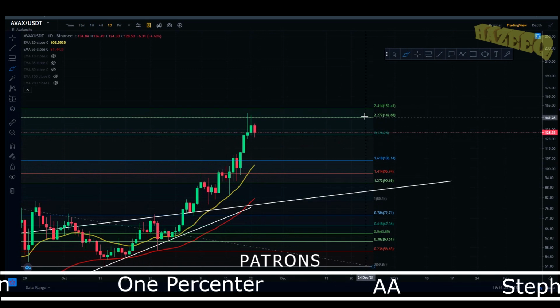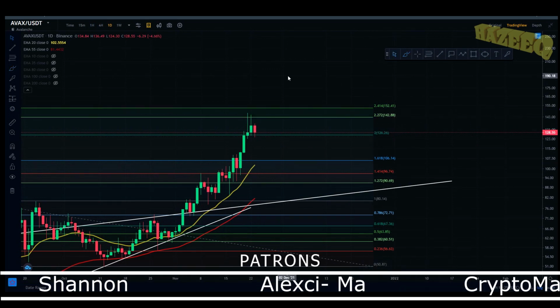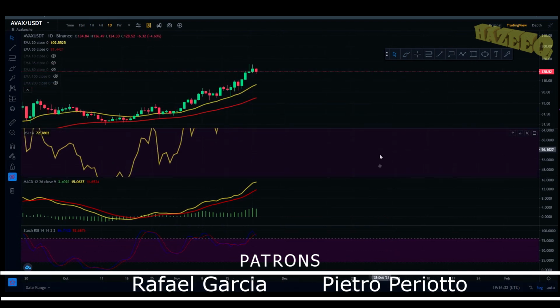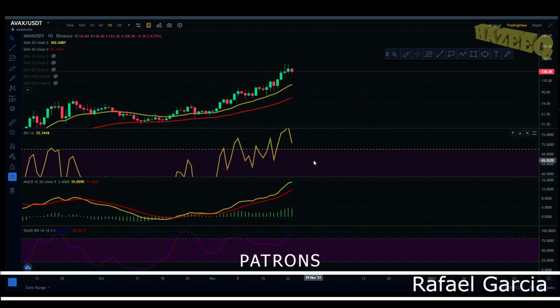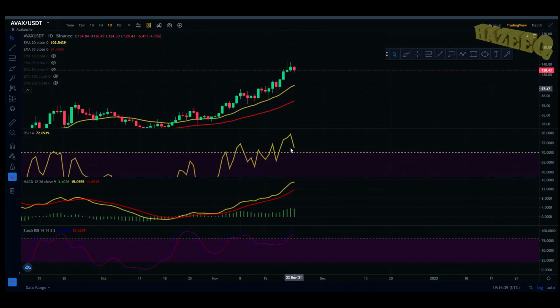AVAX is doing pretty strong. It's getting rejected from the 2.272. And right now, let's check if we have any bearish divergences. Completely overextended on the RSI, completely overbought, guys. So if this is a speculative trade for you, then it's a good time to start taking profits. If not, hodl until you think it's good to sell.